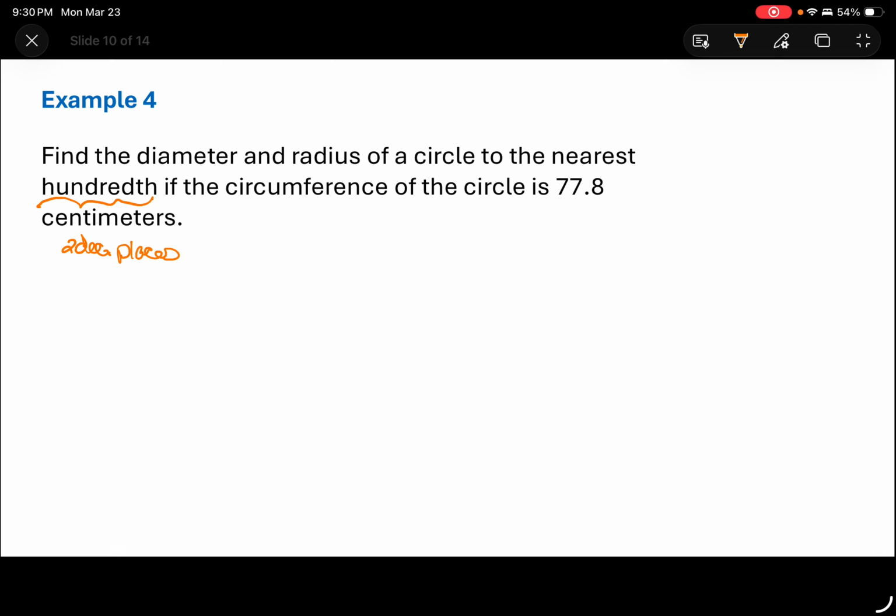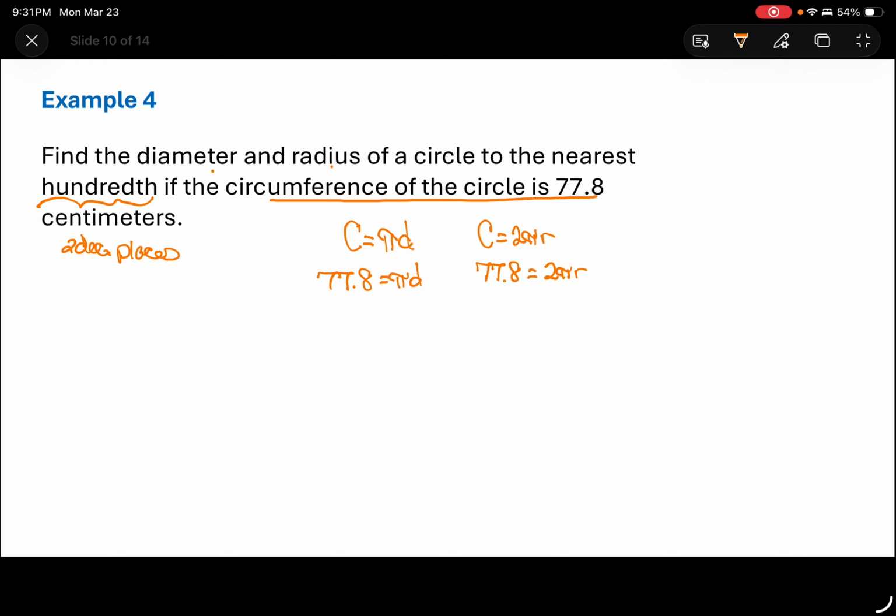And so the circumference of the circle is 77.8 centimeters. So circumference is given, and we need to find the diameter and the radius. If the circumference is given, you can choose to use pi d for your formula, or you can choose to use 2 pi r. And the 77.8 is our circumference, and we need to figure out what the diameter is and what the radius is.